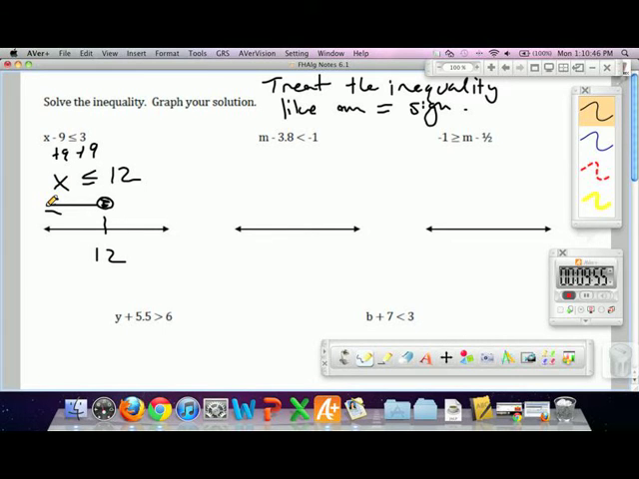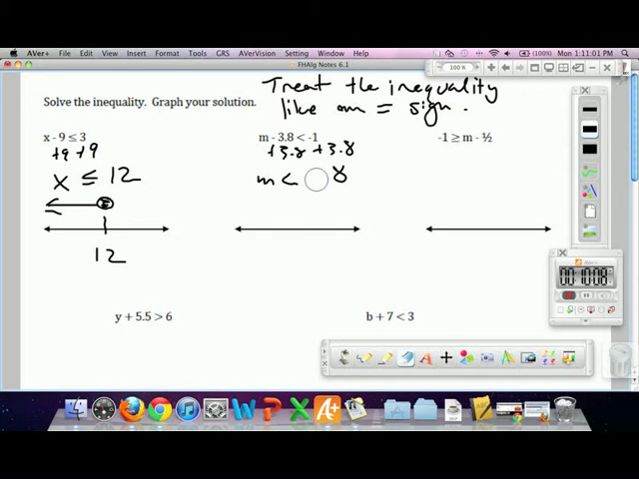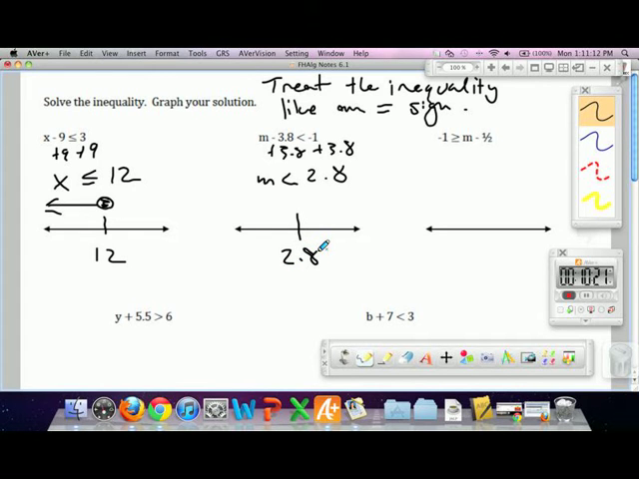Let's add 3.8. m less than 3.8. Excuse me. Negative 1 plus 3.8 is 2.8. And what's amazing is that you can actually probably find the spot on the number line that's at 2.8, namely this one. Look at that. We found where 2.8 is on the number line. It's kind of hard to find it. And then we'll graph this. Open circle, less than, goes to the left.